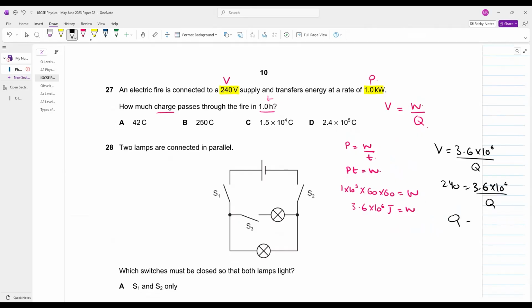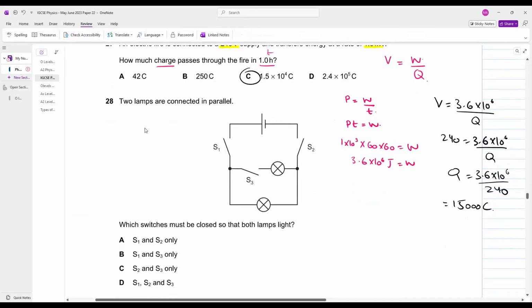Can you calculate the value of charge? 3.6 × 10⁶ divided by 240. Calculate करो भाई, क्या आंसर आता है? The charge comes out to be, charge is equal to 15,000 coulombs. C is your answer. आगे बढ़ते हैं.